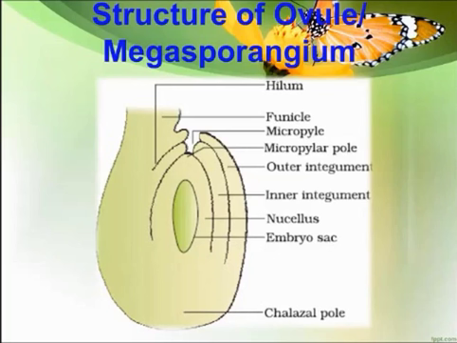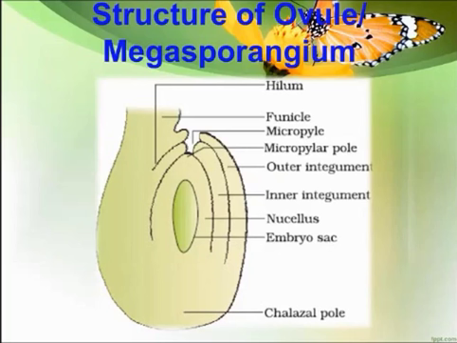Each ovule is surrounded by one or more protective envelopes called integuments. You can see the outer and inner integuments. Integuments encircle the ovule except at the tip where a small opening called the micropyle is organized. Opposite the micropyle is the chalaza, representing the basal part of the ovule.